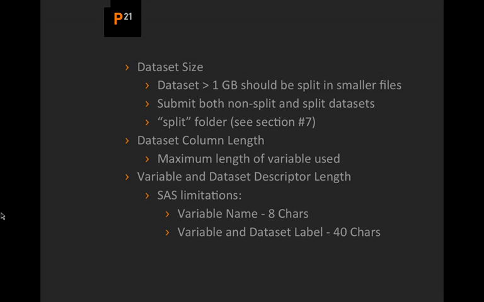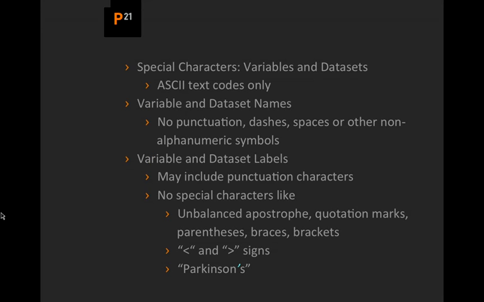Dataset size should be less than 1 gigabyte. If it's more than 1 gigabyte, it should be split into smaller files. You need to submit both non-split and split datasets. There is a special split folder. You can find details in section 7, and there are a couple of technical details which are not clear here. For example, how to handle the define-XML file for two folders.